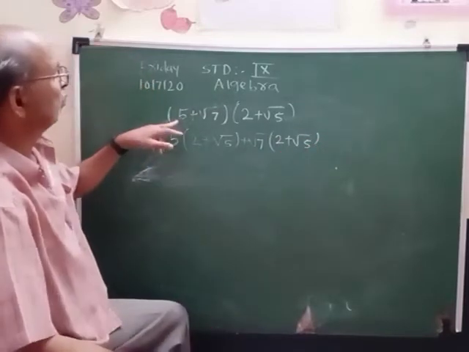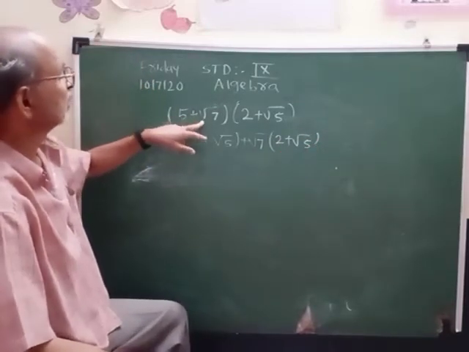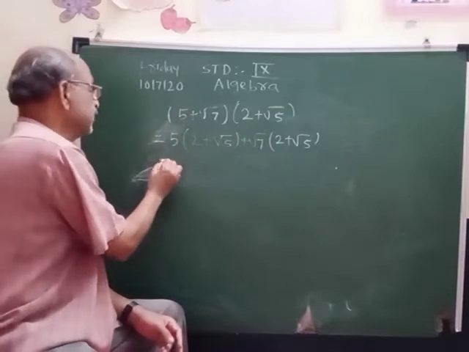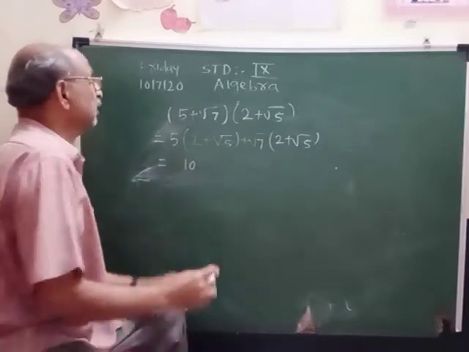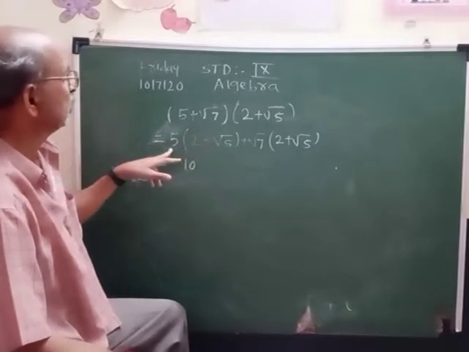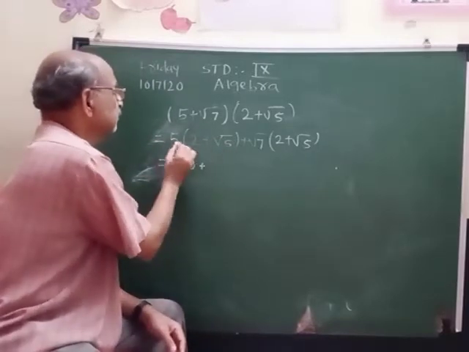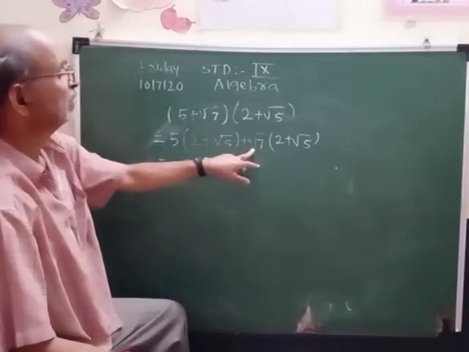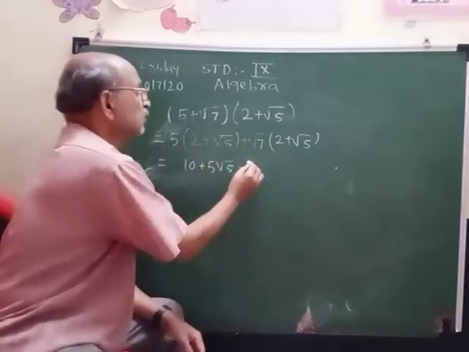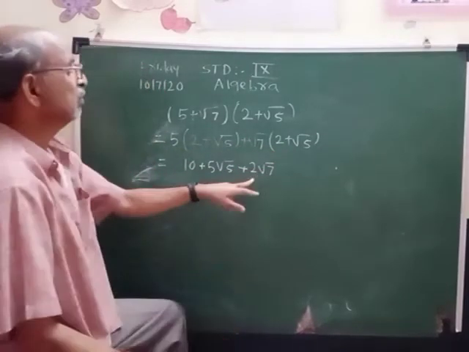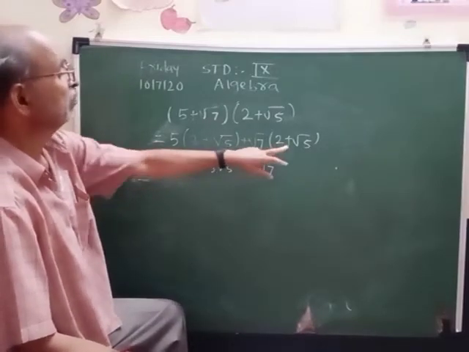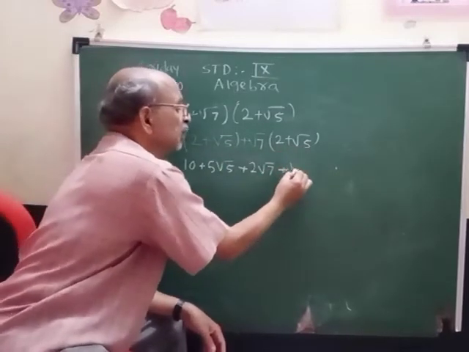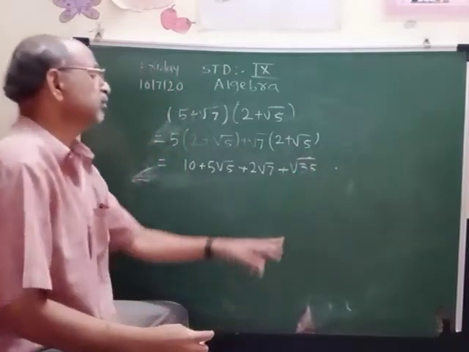In this way, whichever terms are there in the first bracket, by each term we have multiplied every term in the second bracket. Now in multiplication, 5 twos are 10. Now this is a rational number and this is an irrational number, so we cannot multiply that. We have to write it like this: 5 root 5. Then here also, this is an irrational number and this is a rational number, so we cannot multiply. So we have to write 2 root 7. 2 will come outside, root 7 will come inside. Now here both are in the root, so we can multiply because both are irrational numbers. So 7 fives are 35. So the last term is root 35.